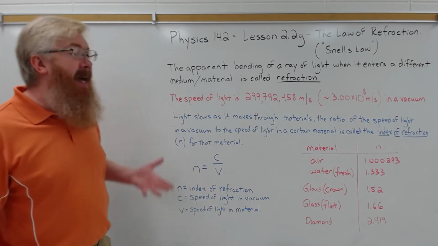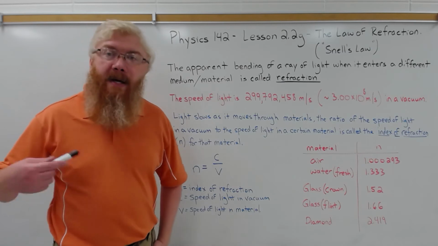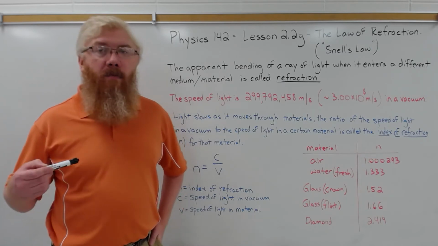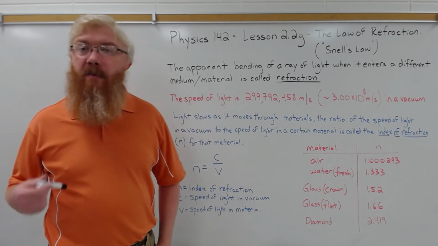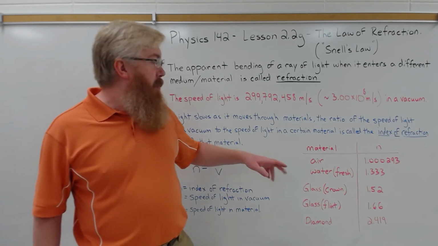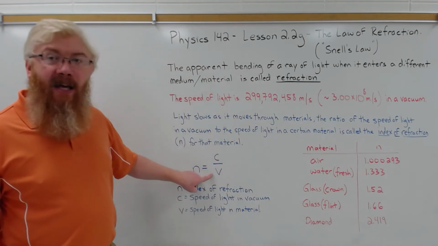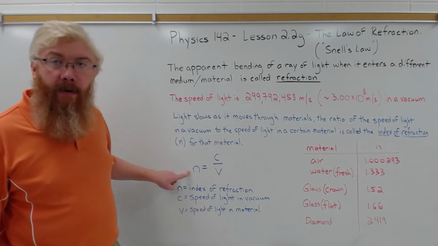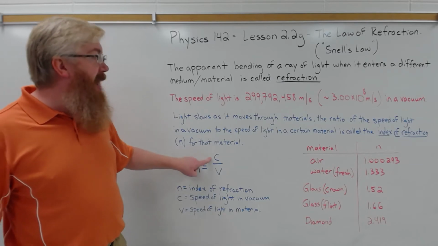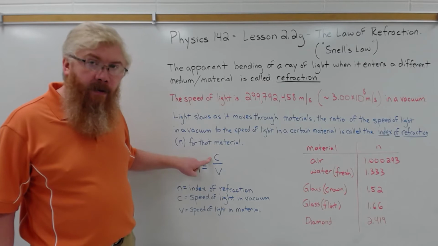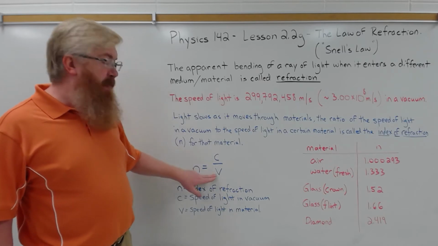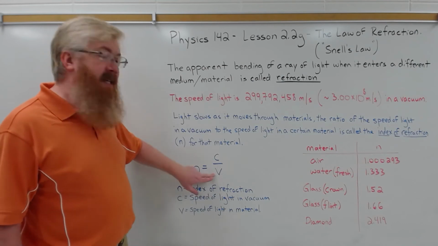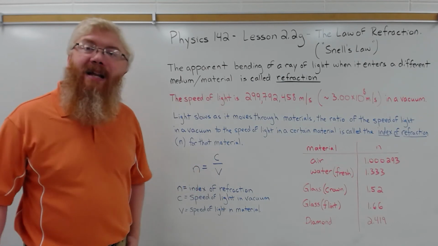Now, some examples for common things that light travels through in your everyday life where you will need to know the index of refraction to solve the problems in this chapter. Remember, the index of refraction for a vacuum is 1, right? This number can never be smaller than 1. The speed of light in a vacuum is the fastest light can travel. So if the speed in a vacuum, and then the medium you're in is a vacuum, so it's c over c, that's equal to 1. So the index of refraction in a vacuum is 1.